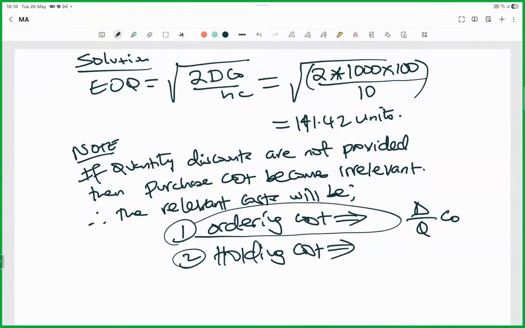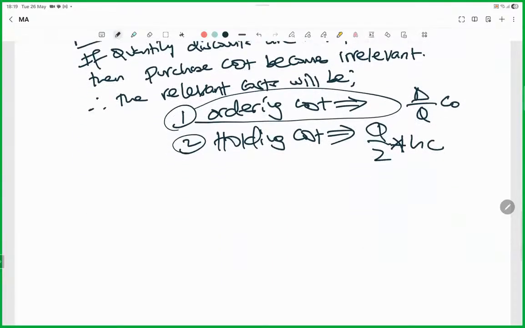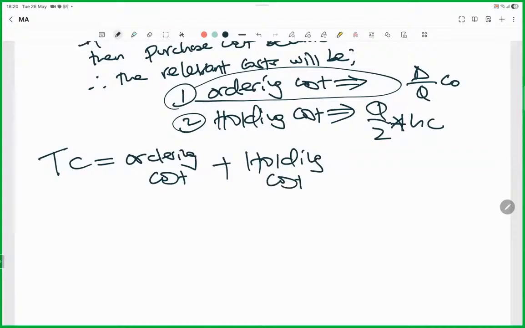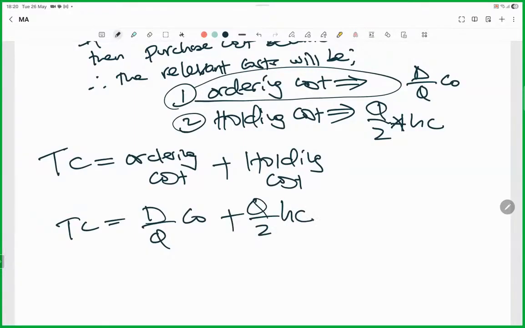How about holding costs? It's Q over 2 times HC. Thank you so much. So we are saying that we only have 2 relevant costs, meaning that our total cost will be ordering cost plus holding cost. So our total cost will be ordering cost, D over Q times Co, plus holding cost, which is Q over 2 times HC, like that.